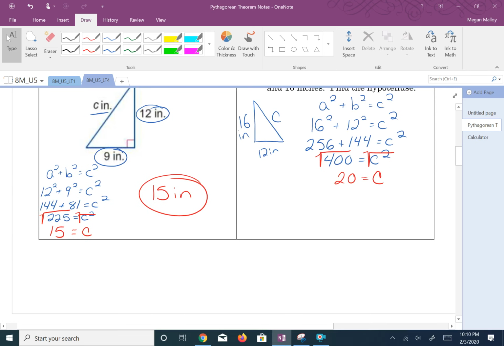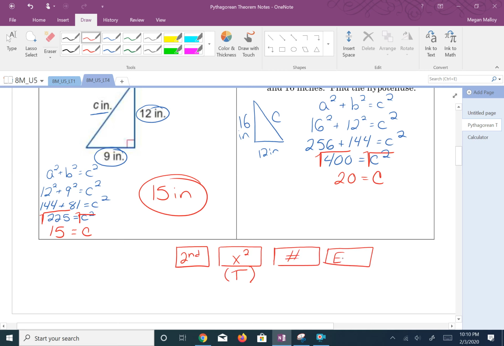So again, just a reminder, if we're typing it into the calculator, we would press the second button. We would press the x squared button, which is going to give us that square root symbol. We also call it a radical. And then we would type in our number and enter to get our square root.